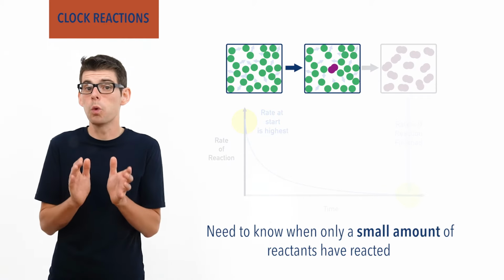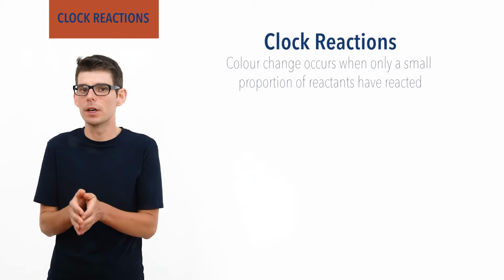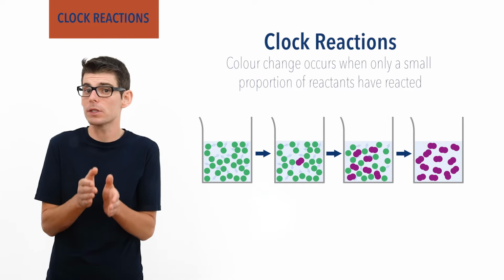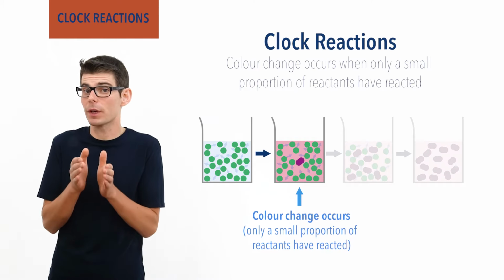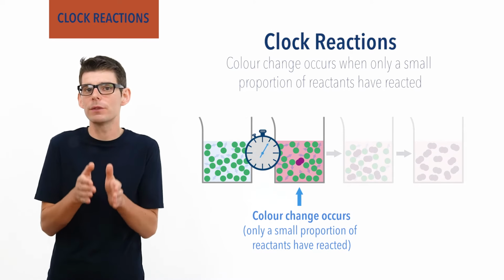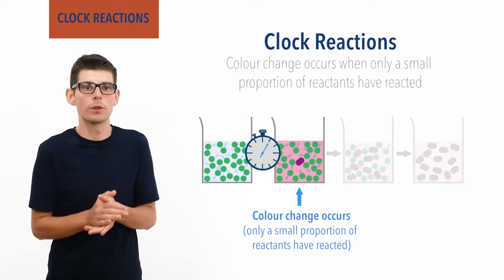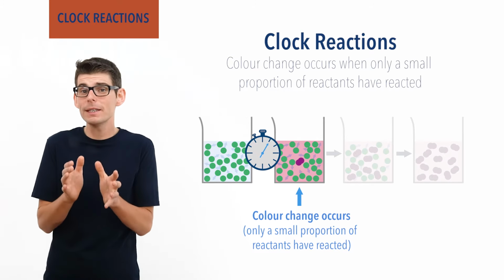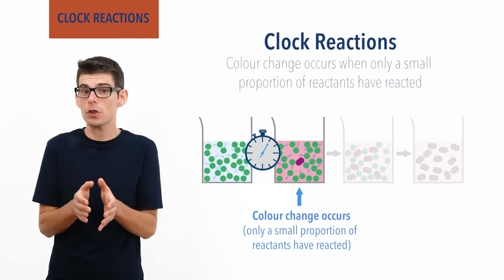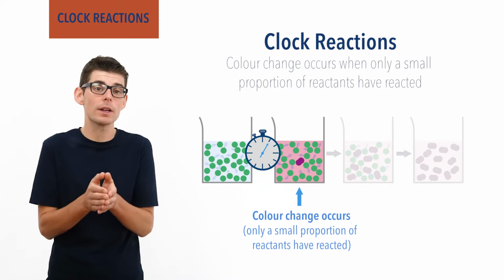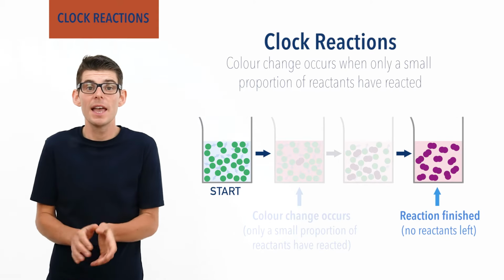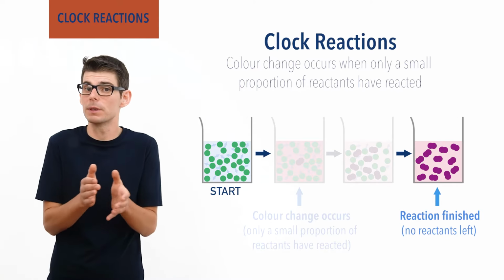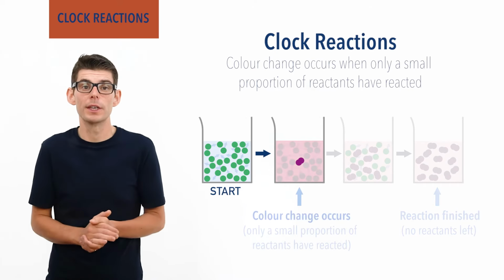Clock reactions are one way we can do this. In a clock reaction, a colour change occurs when only a small proportion of the starting reactants have reacted. If we time how long it takes for the colour change to occur, we can determine the starting or initial rate of the reaction. It's really important to note here that in a clock reaction, the reaction hasn't finished when the colour change occurs, and the reactants haven't all been used up at this point. It's just that a certain amount of product has been formed that triggers the colour change.